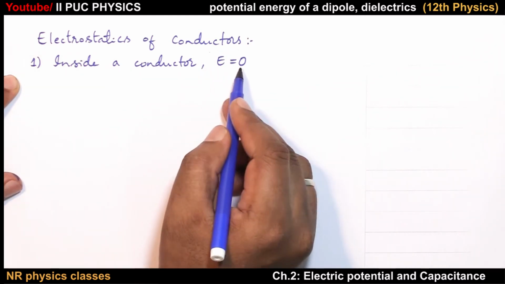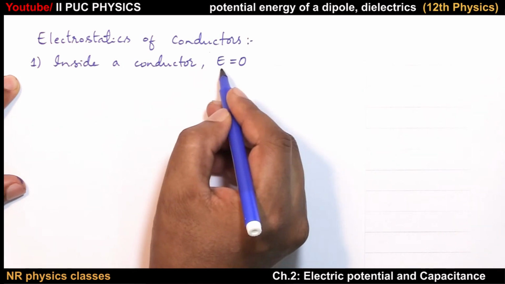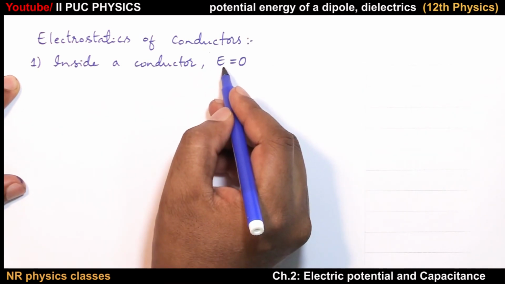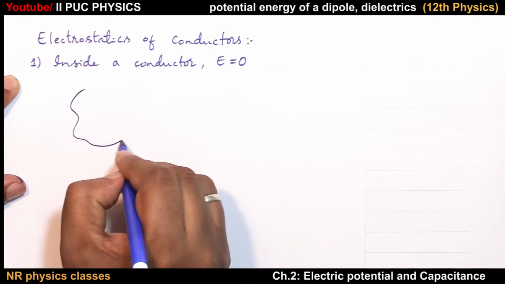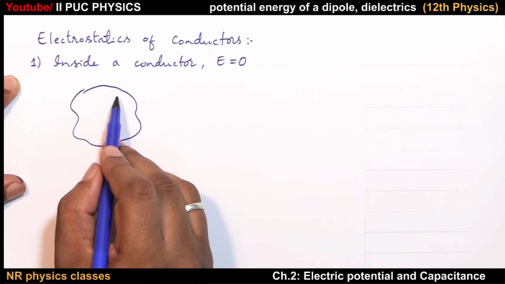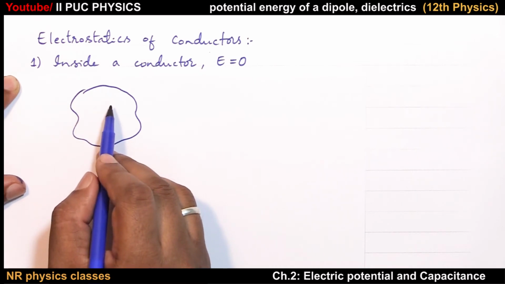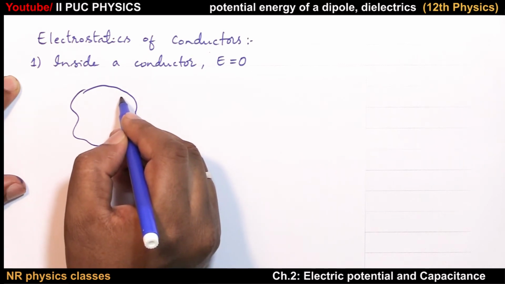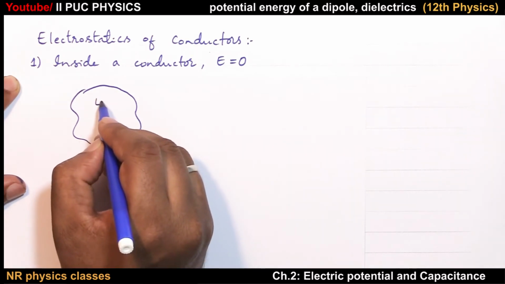Electric field inside a conductor is 0. Why we consider this, and how can we justify this? If this is a conductor, this conductor could be charged or neutral, meaning already charged or neutral. If it is a neutral conductor, then electric field is 0.